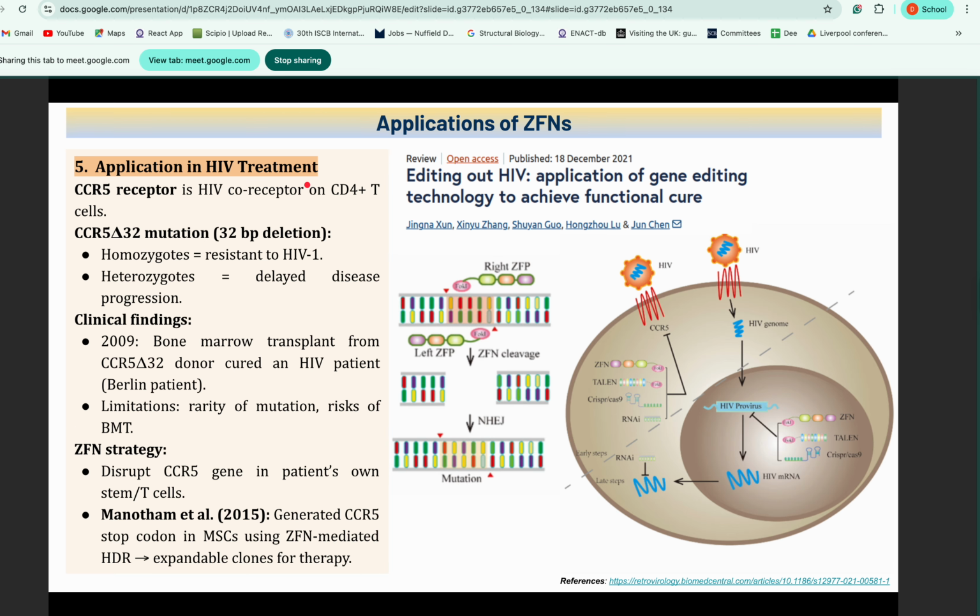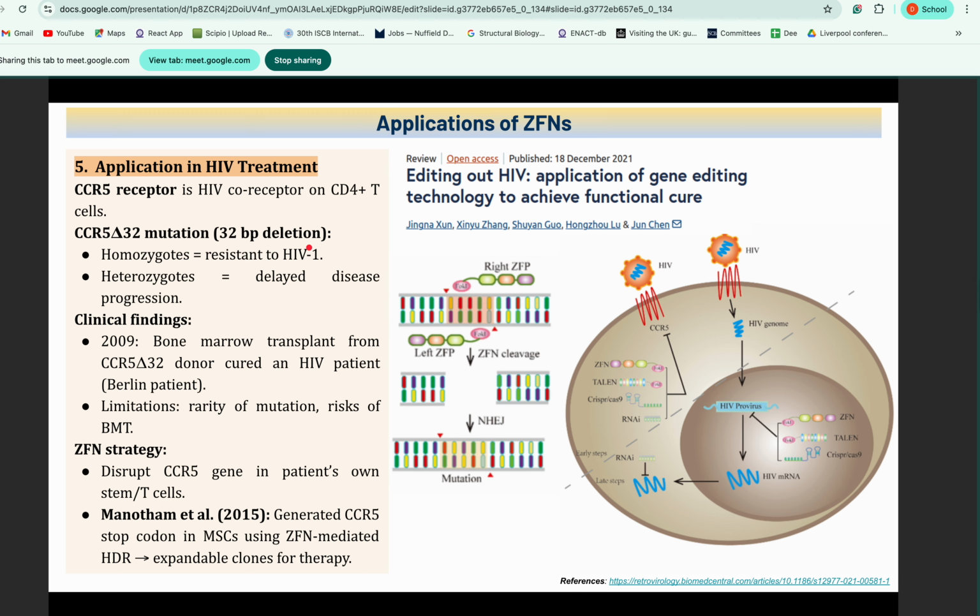Now, the next application is in HIV treatment. When we were talking about the CCR5 receptor, it is an HIV co-receptor on CD4 positive T cells. If we make mutations in this particular receptor, then we will influence the protein which is responsible for receptor synthesis, and we can stop HIV from entering our T cells. One construct is the CCR5 delta 32 mutation, in which there is a 32 base pair deletion.